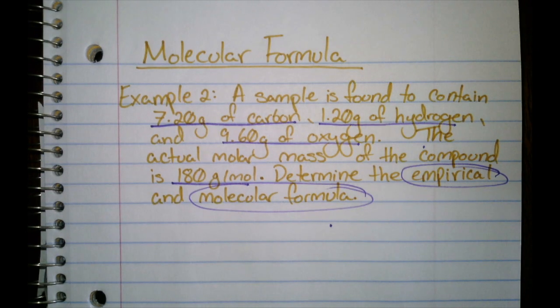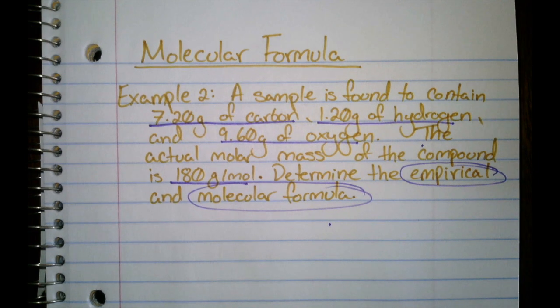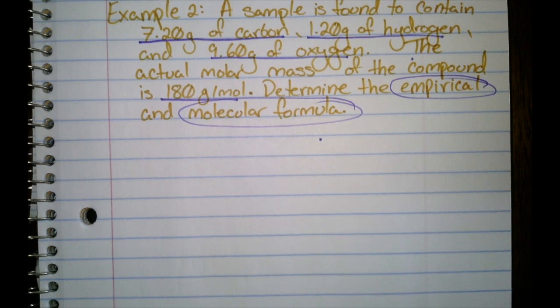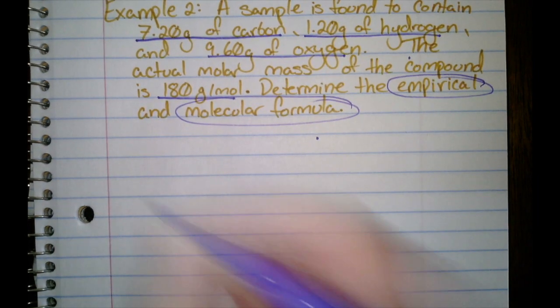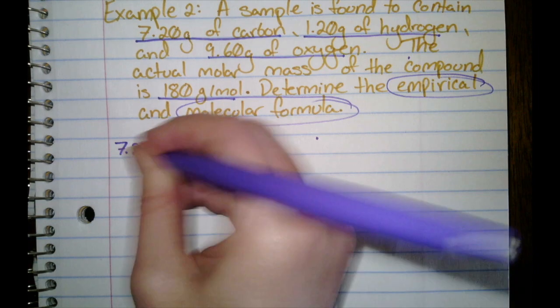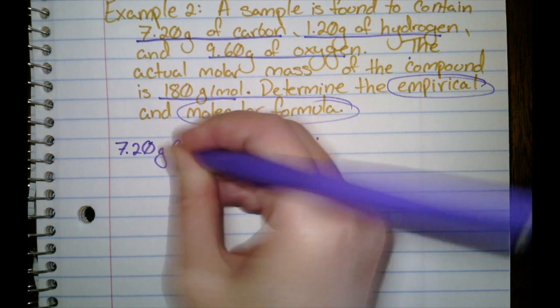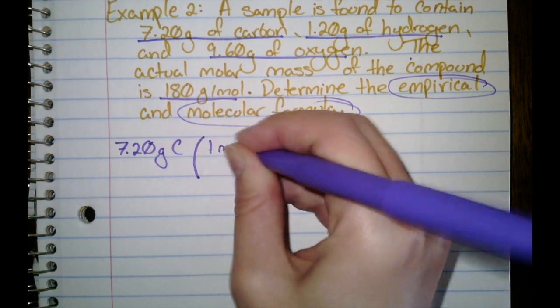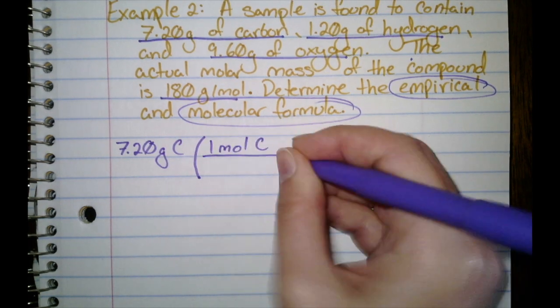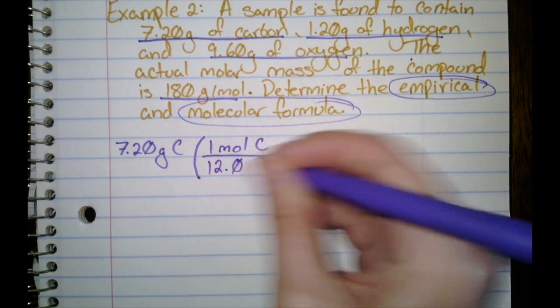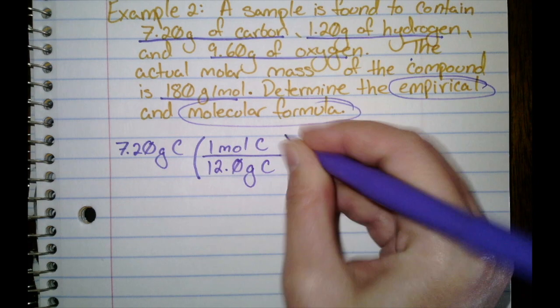If a problem asks you to find both of these formulas, you must start with the empirical formula. You cannot determine the molecular formula without the empirical. So the first thing I'm going to do is go through our usual steps of finding the empirical formula, which means starting by converting each of our masses in grams for the elements into moles, where the molar mass of carbon is about 12.0 grams in 1 mole.